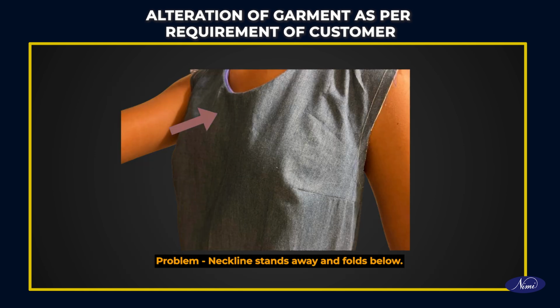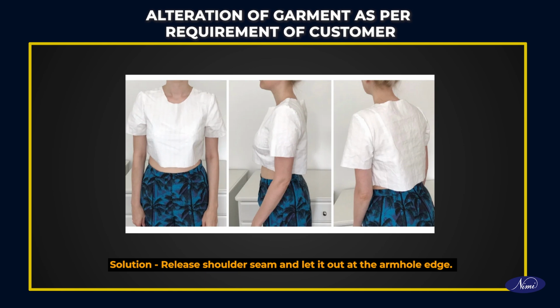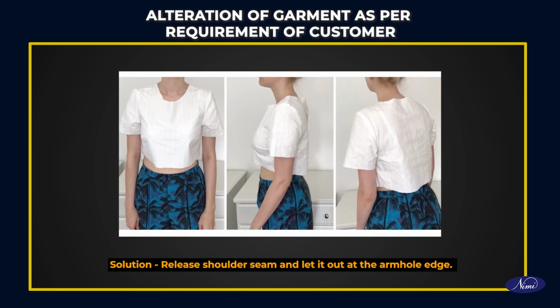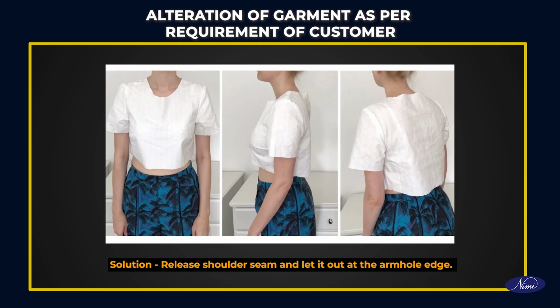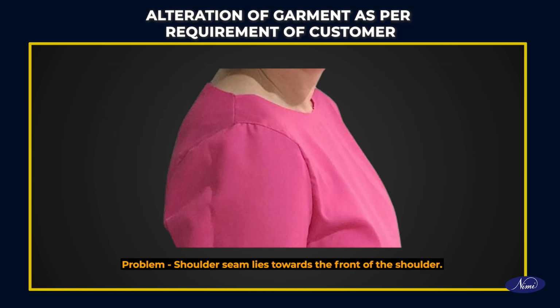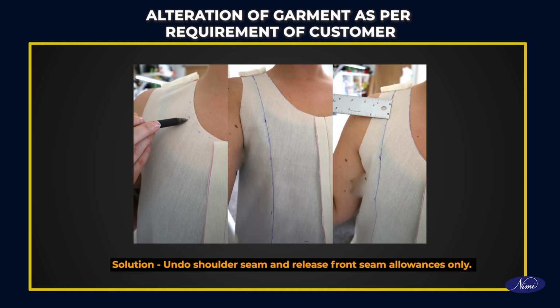Problem: neckline stands away and folds below. Solution: release the shoulder seam and let it out at the armhole edge. Problem: shoulder seam lies towards the front of the shoulder. Solution: undo the shoulder seam and release the front seam allowances only.